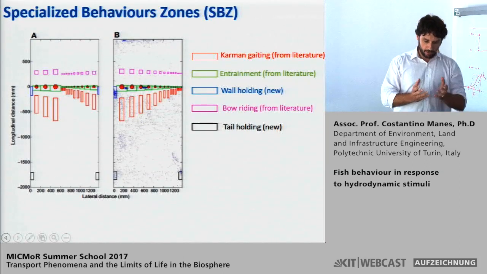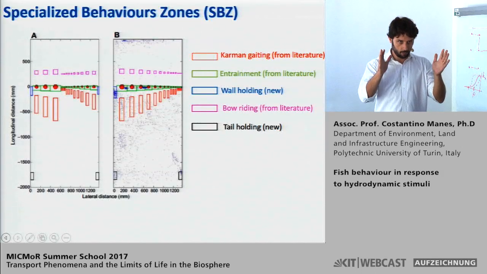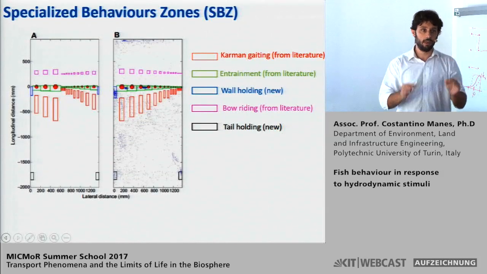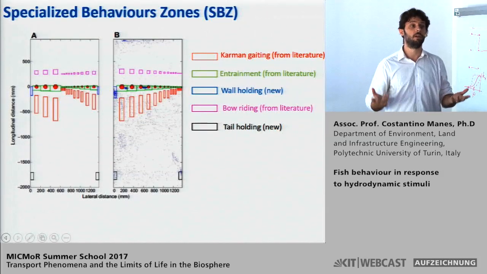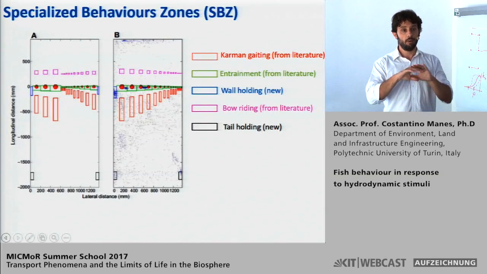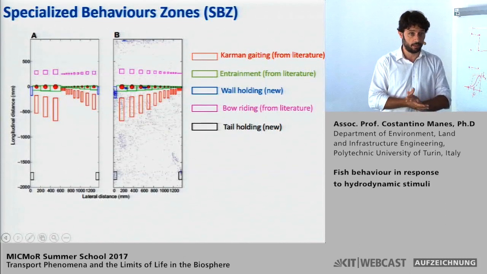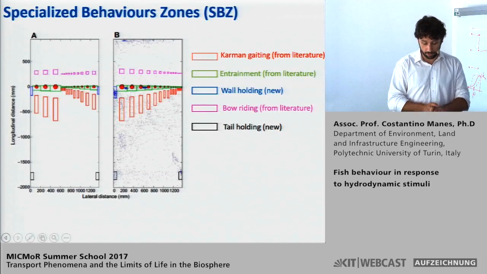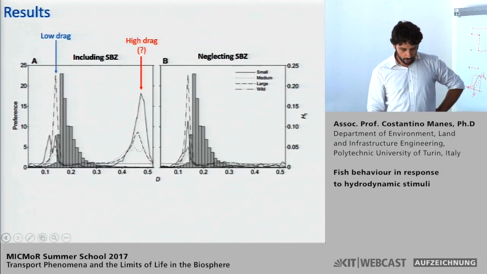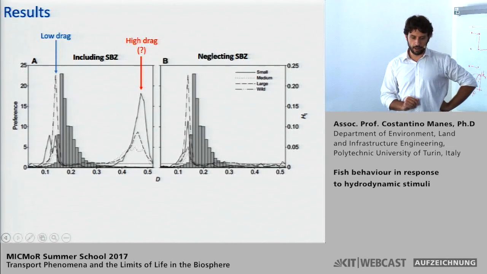Again, just to summarize, we have hydrodynamically complex environments that we could classify with velocity measurements. We put fish inside, and we observed fish movements within this test section. We now have a tool to quantify the preference expressed by the fish for different locations. And these are the results we got for the drag function.